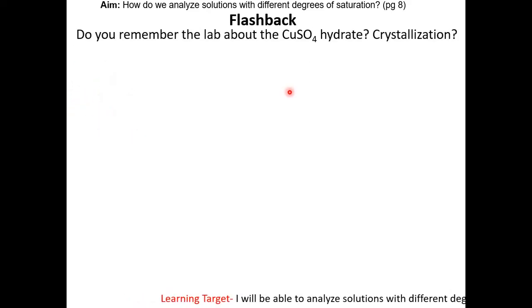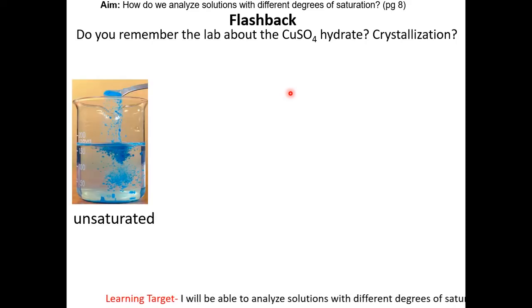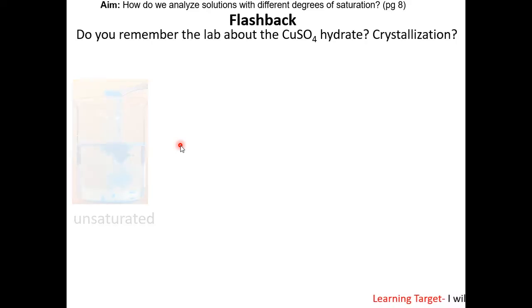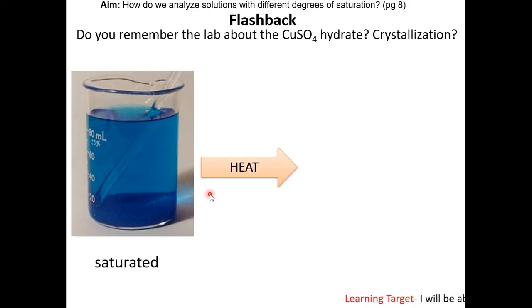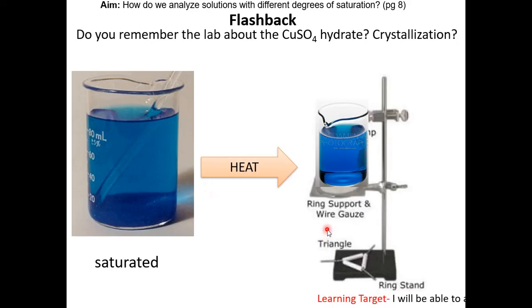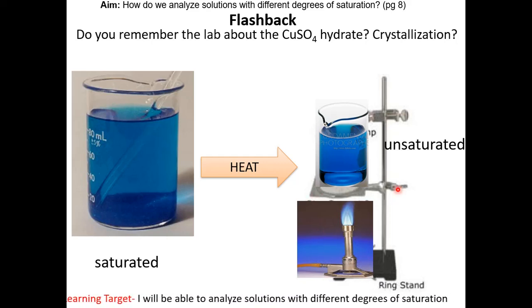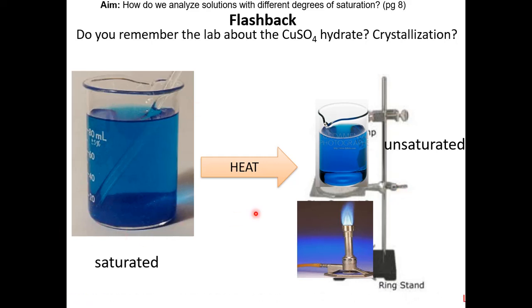This was something that we did last term, the crystallization of copper(II) sulfate pentahydrate. If you recall, we first made an unsaturated solution by adding some of the hydrate into water. Then we kept adding hydrate until the solution became saturated. Then we placed the beaker onto a ring stand, and heated up the solution using a Bunsen burner. As the saturated solution is being heated, it's slowly becoming an unsaturated solution because the solid that was initially on the bottom is being dissolved at higher temperatures.